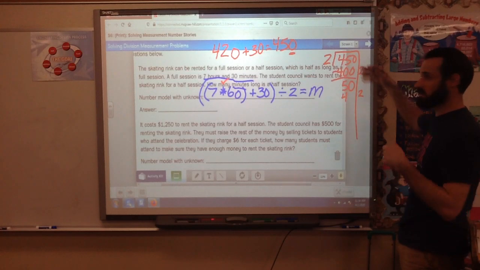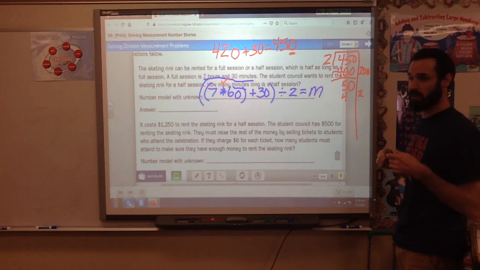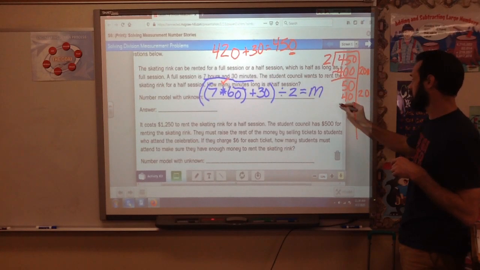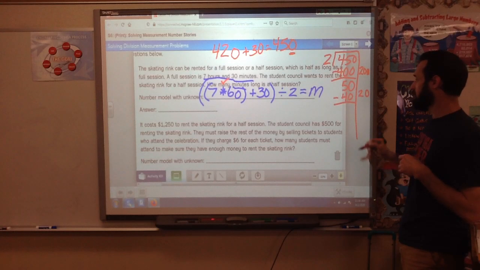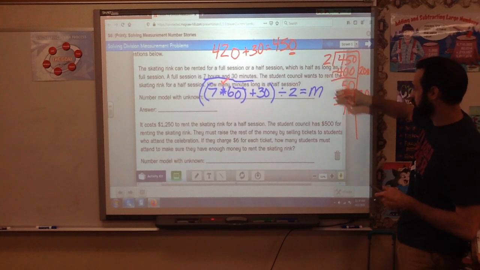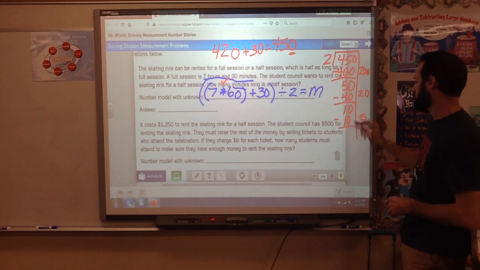Go ahead and finish this whole division problem. Hit pause and finish it. If you get stuck, hit play and I'll help you with the next step. Add a 0, and subtract. 50 minus 40 is 10. So now I'm thinking, what times 2 is 10? Well, that's 5. 2 times 5 is 10. And we subtract. 10 minus 10 is 0.